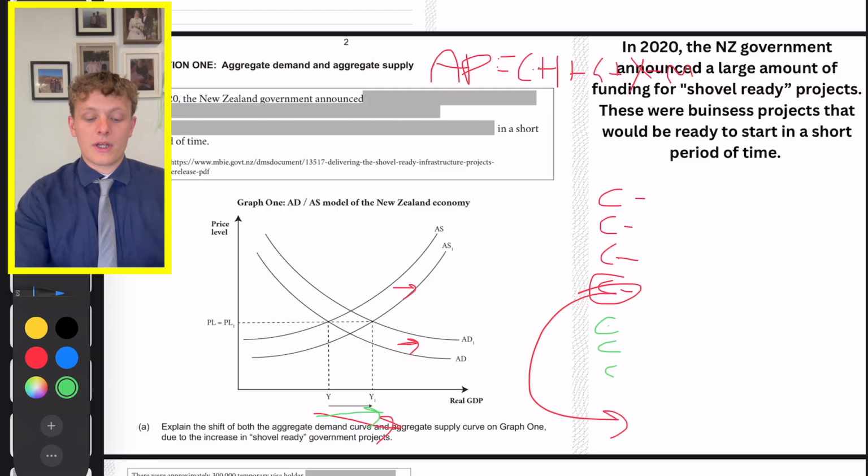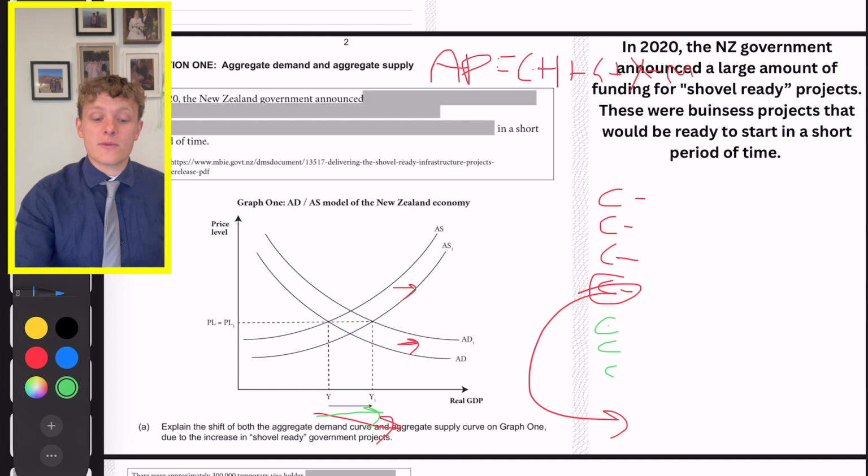So let's look at AS. The reason for the AS shifting is these businesses are investing in new projects, and the government's helping to fund those new investments. So business investment is going to increase our productivity. So AS will increase to AS1, and the cause is an increase in spending in businesses will increase productivity. Productivity is a component of AS. Therefore, AS will shift from AS to AS1.